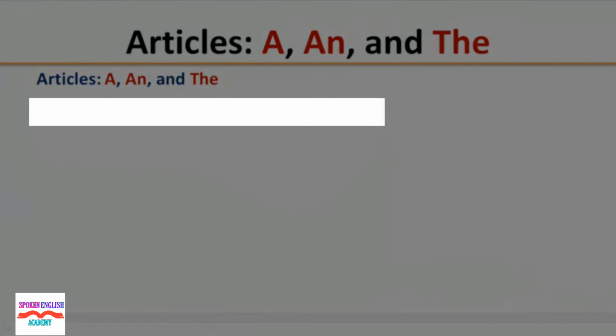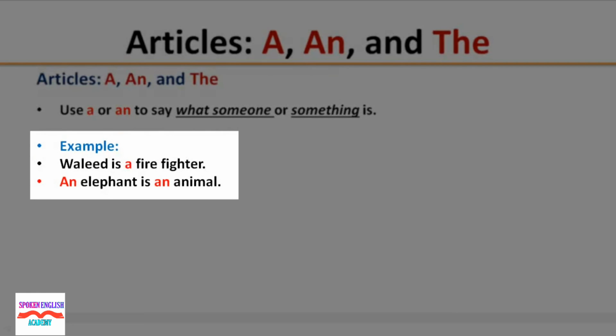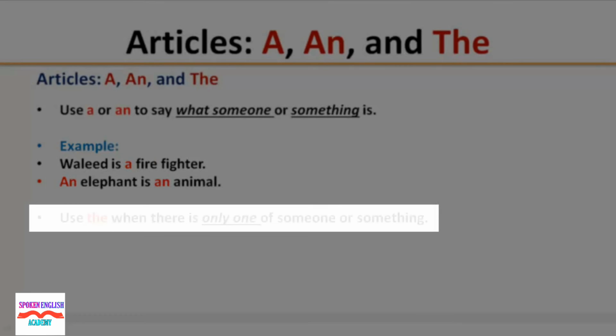Articles a, an, and the. Use a or an to say what someone or something is. For example, Walid is a firefighter. An elephant is an animal.